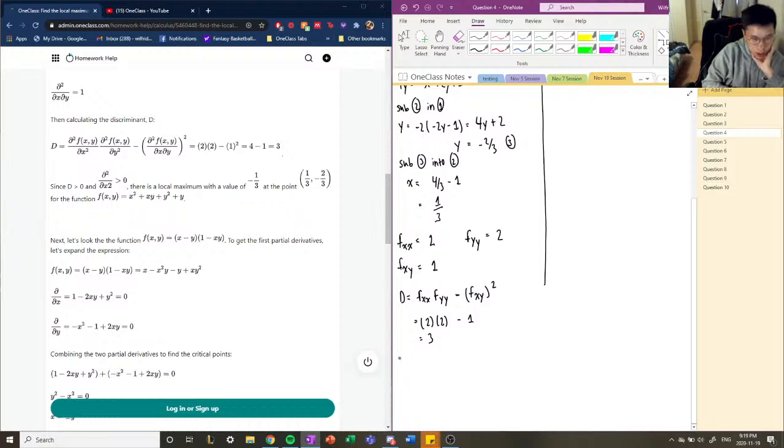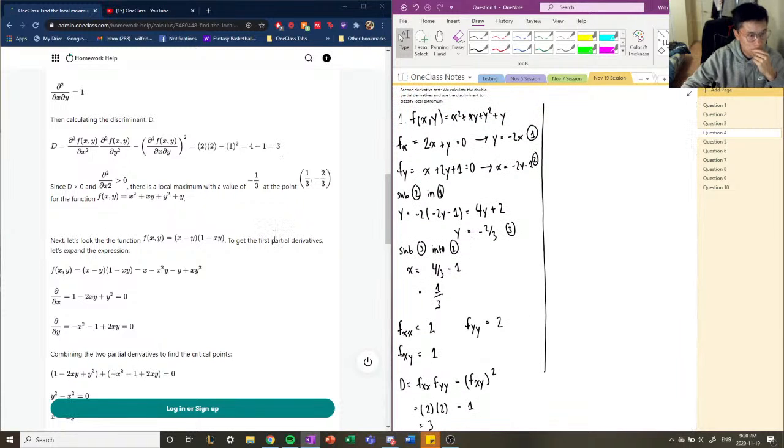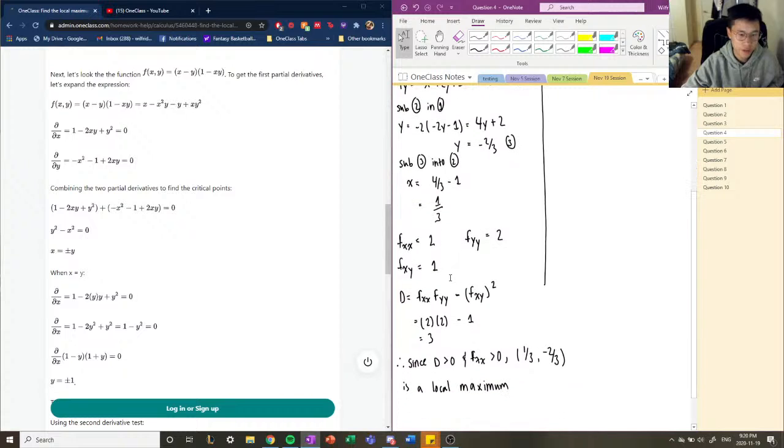Okay, so let's write our concluding statement. Since D is greater than 0 and our partial derivative is greater than 0, the point 1 over 3, negative 2 over 3 is a local maximum. Okay. All right. Cool. So that is the first function. Okay.